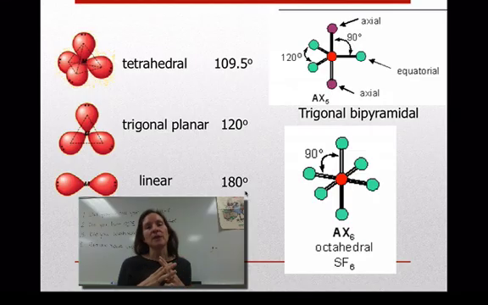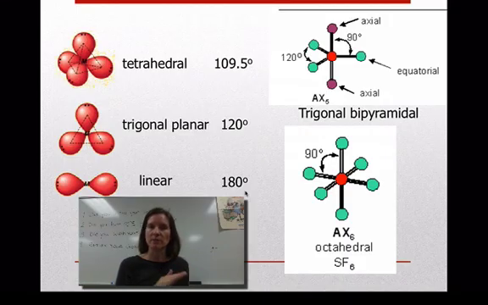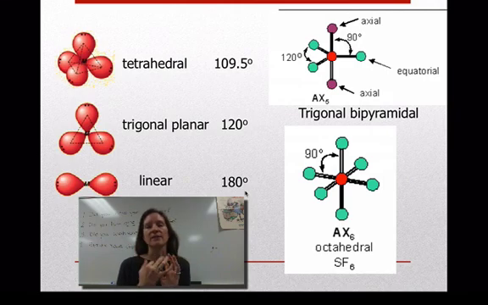If you have 4 things bonded, in order to minimize repulsion, the angle is 109.5 degrees, and that shape is called tetrahedral, with 4 things, like Tetris. 5 things bonded is up on the upper corner, and for that one you have 2 angles. You have a 90-degree angle and you have a 120-degree angle. That one's called trigonal bipyramidal. And then if you have 6 things bonded, all the angles are 90, and it's called octahedral.